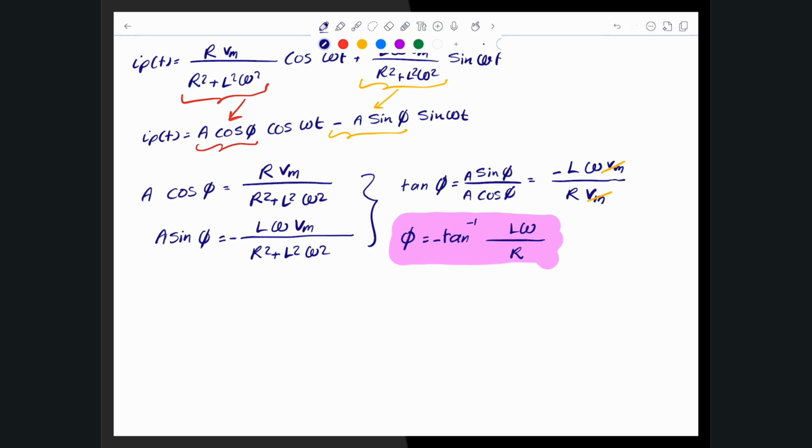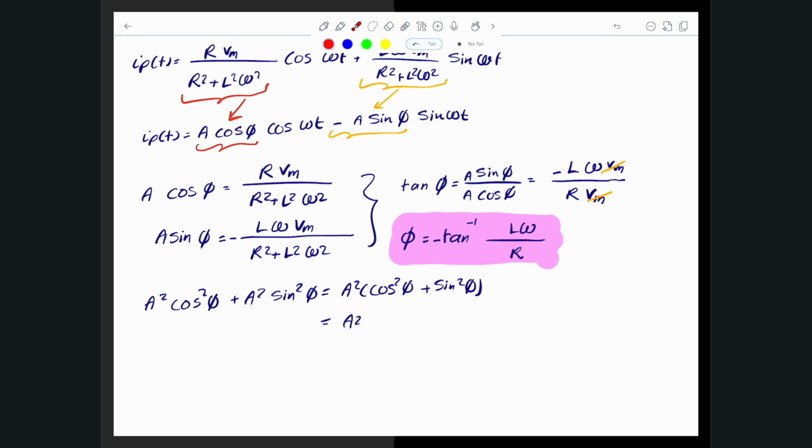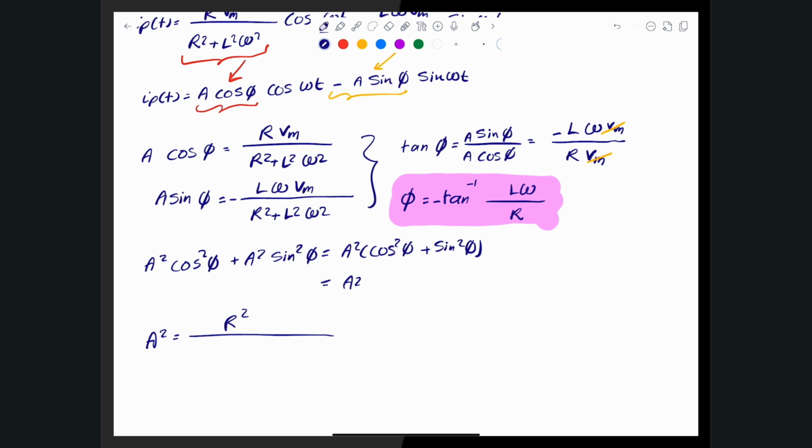Well, if I take the square of both sides and sum them up, I'll end up with A squared times cosine squared of phi plus sine squared of phi, which hopefully you can tell me is A squared. So if you take the square of this and the square of this and sum them, you should end up with A squared. So let's do that. A squared equals R squared Vm squared divided by R squared plus L squared omega squared, the whole thing squared, plus L squared, well, there's a negative, but with the square the negative goes away, L squared omega squared Vm squared divided by R squared plus L squared omega squared, the whole thing squared.